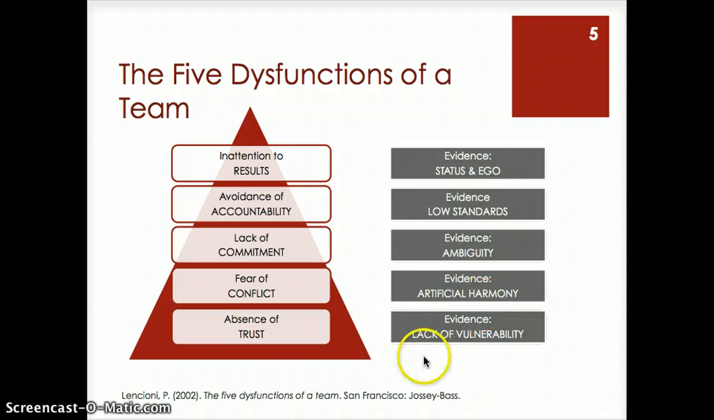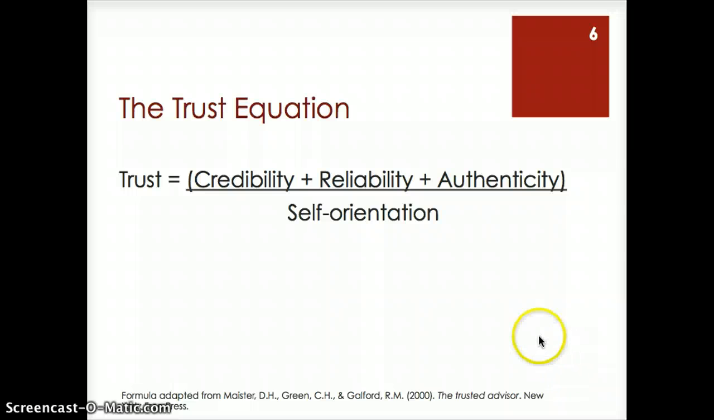Every team will begin with an absence of trust and a lack of vulnerability. The challenge is to build trust so you can turn these 5 dysfunctions into the characteristics of a high-performing team. So let's look at what are the elements of trust. How do you build trust?